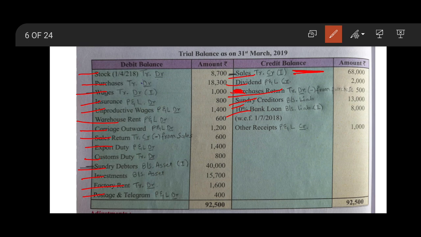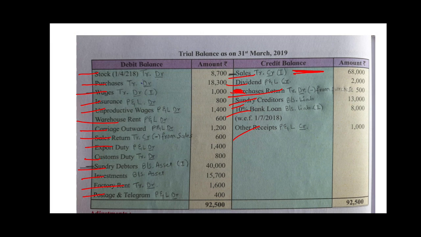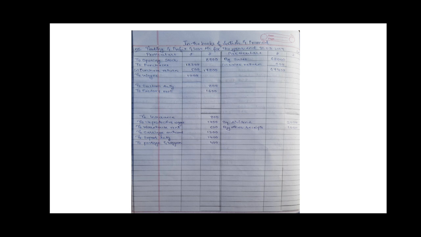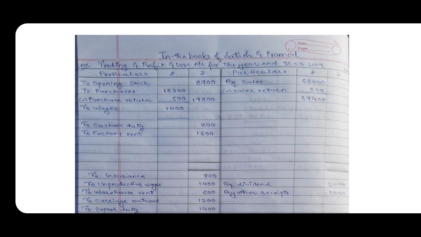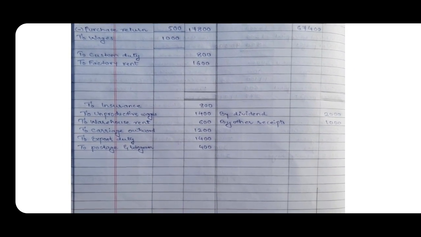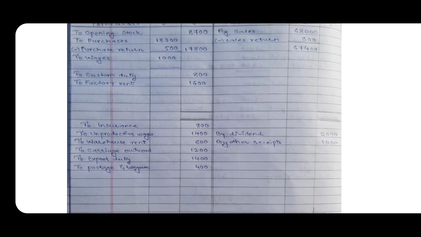The hidden adjustment on the bank loan is given. It means regarding interest. So we have to solve it in the working note and show it in the profit and loss account. Next is other receipts. It shows credit balance in the question, so profit and loss account credit side. In this way, you will transfer all the items from the trial balance to the trading and profit and loss account.